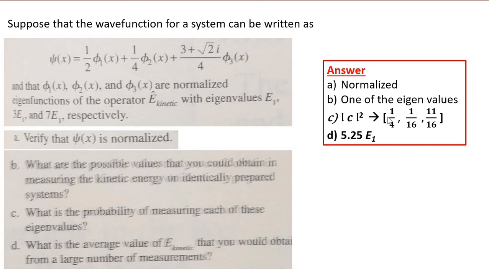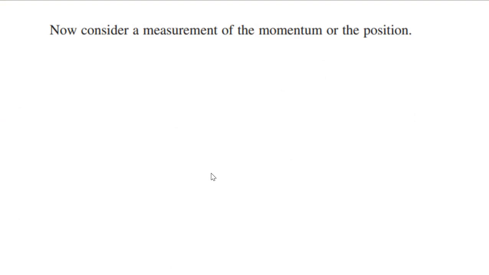So you have to multiply 1/4 into the first level, that is E1, plus 1/16 into the second level, that is 3E1, and then 11/16 into the third level, that is 7E1. So that would give the average energy when you measure with this function. So please, I am again requesting you to do the final step calculation.